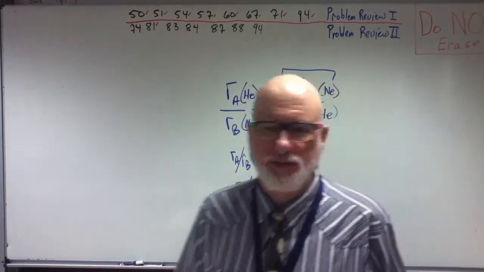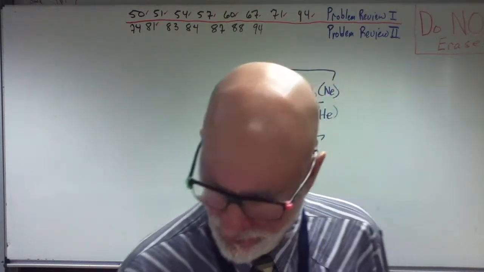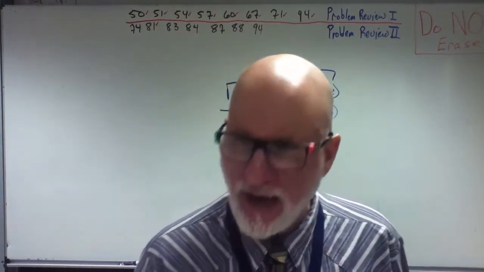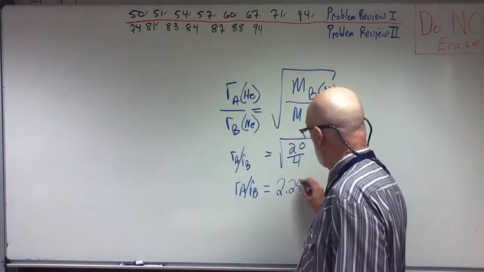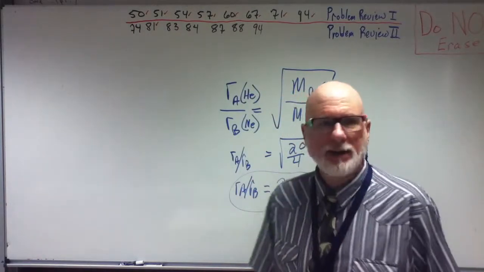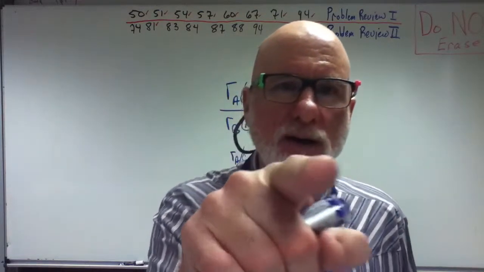What's the square root of 5? 2.25-ish. Correct? I will give you a hint, and everyone at home.